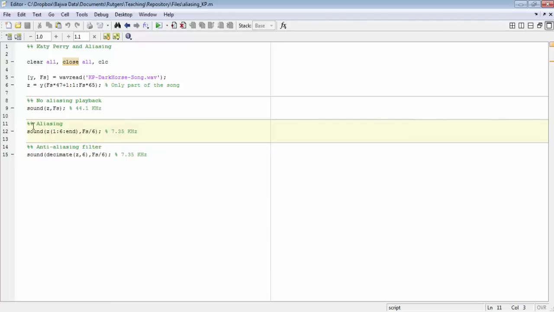Now I want you to pay attention to this, because in the third case, we are going to do the same thing, but with an anti-aliasing filter. And what we are hoping to see is the difference: when we don't have aliasing, how does the song sound compared to when we had aliasing. So this is the case when we have aliasing, no anti-aliasing filter.